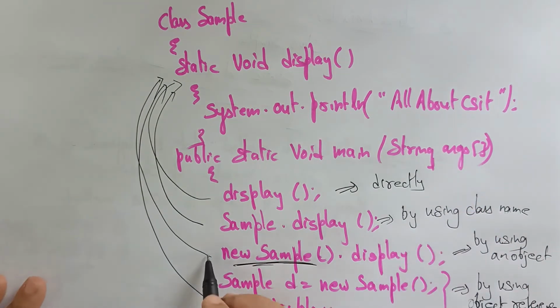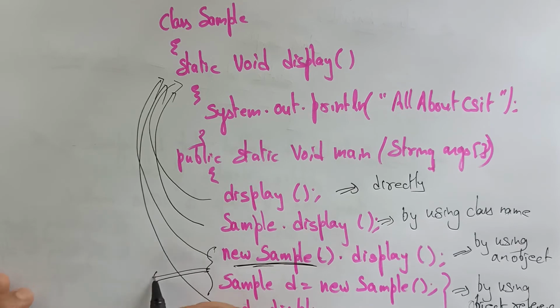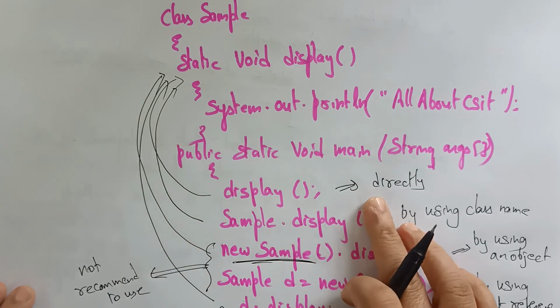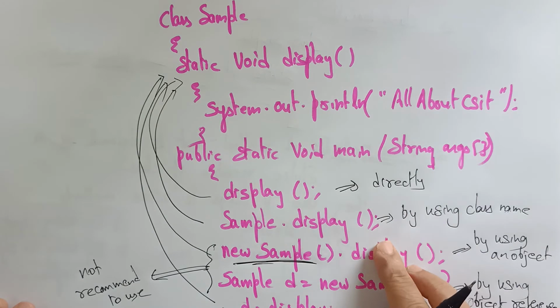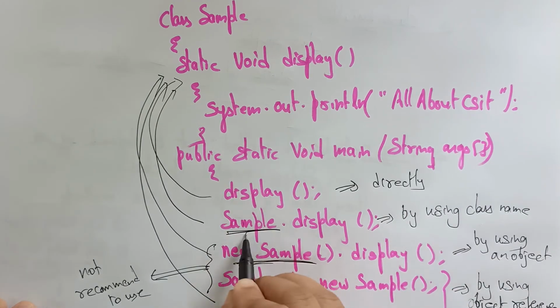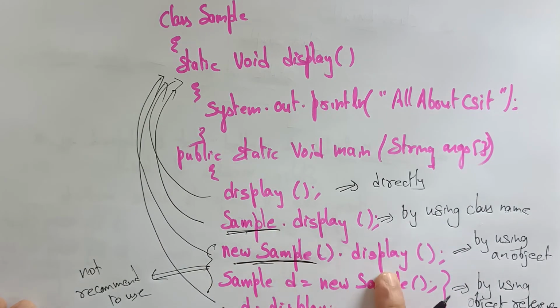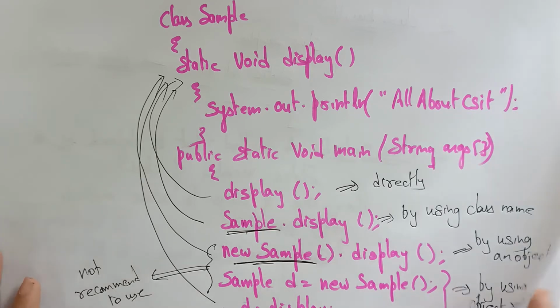So these two are not recommended to use. Not recommended to use. So you can access the static member of a class directly or by using a class name. Simply by using class name you can call. So this is by object and this is by object reference. Okay. So accessing class methods directly, if it is present in the same class, note this point.